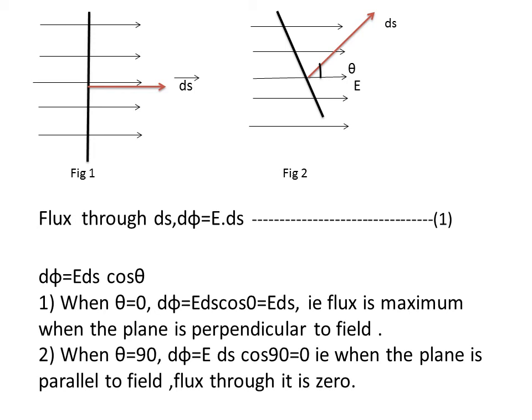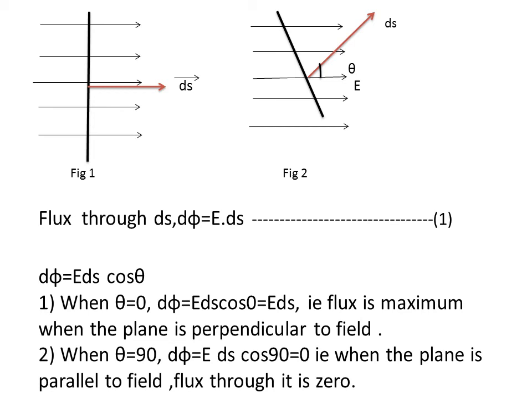Now flux d phi is equal to E dot ds. d phi is equal to E ds cos theta. When theta is equal to 0, d phi is equal to E ds cos 0. Cos 0 is equal to 1. So we can write flux d phi is equal to E ds. That is, flux is maximum when the plane is perpendicular to the field.